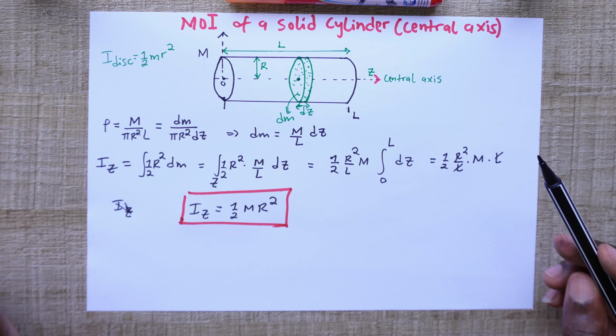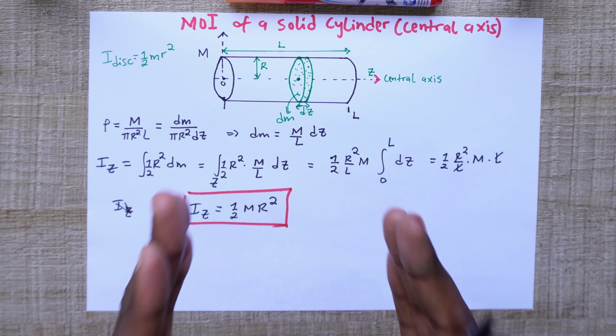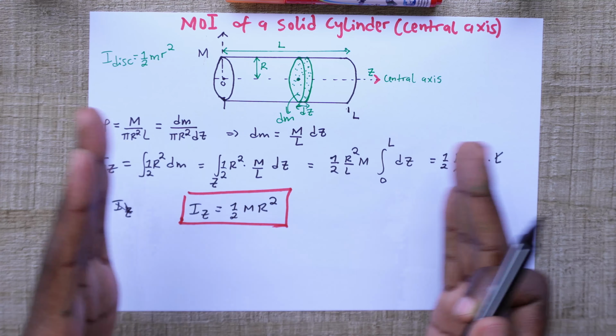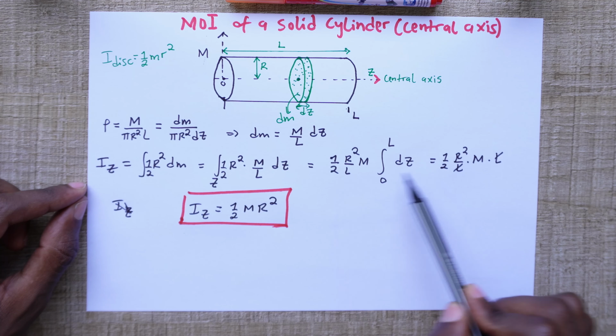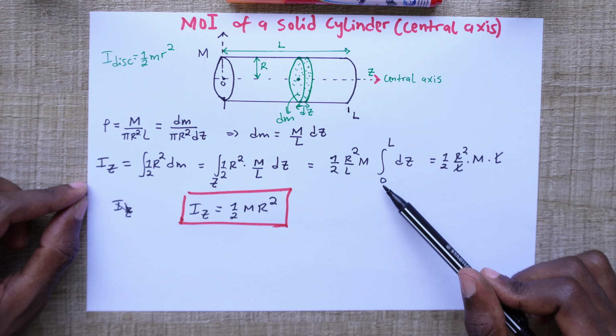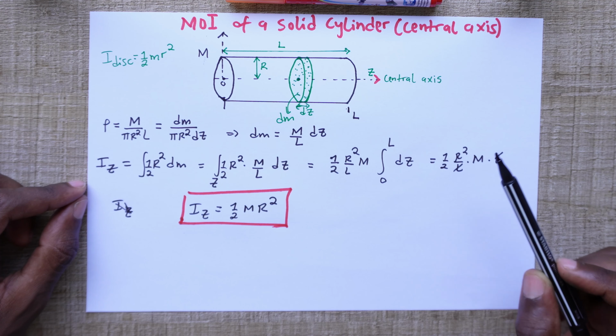It's really easy. Always picture out the method. You choose an element that reflects the symmetry of the distribution. You calculate its moment of inertia, and then you integrate, choosing the appropriate variable and the appropriate boundaries to get the result.